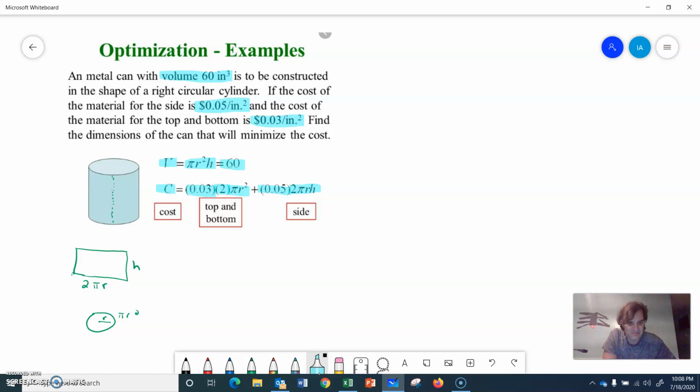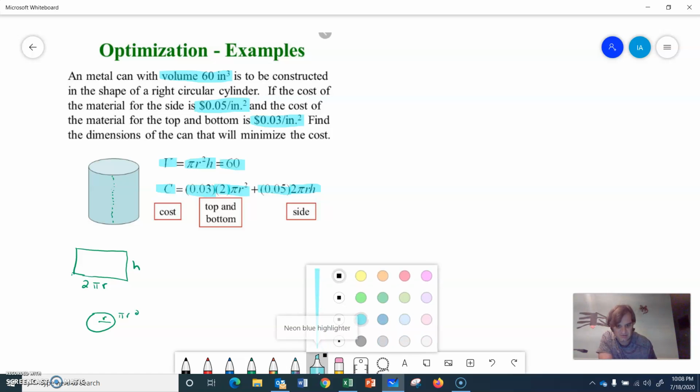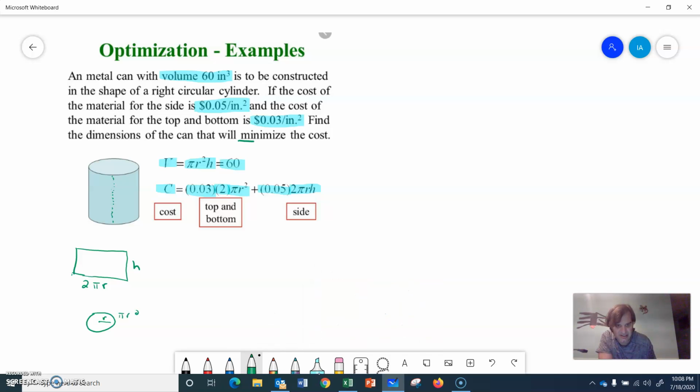You can look up the surface area, which is basically what we have here. It won't have the 3 cents and the 5 cents with it, but if you're trying to figure out what makes this cylinder up, it is basically the surface area, but different parts of the cylinder cost different amounts to make. So what we're trying to do is minimize the cost. So that's the one we want to take the derivative of. So that's the one we want to work with. We want to work with the cost.